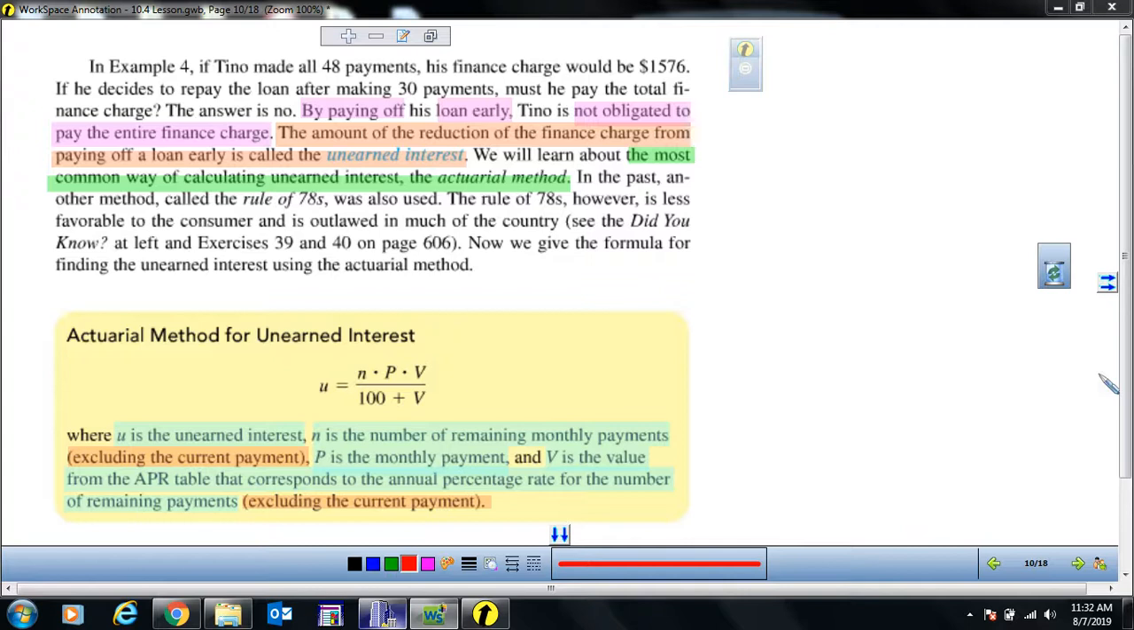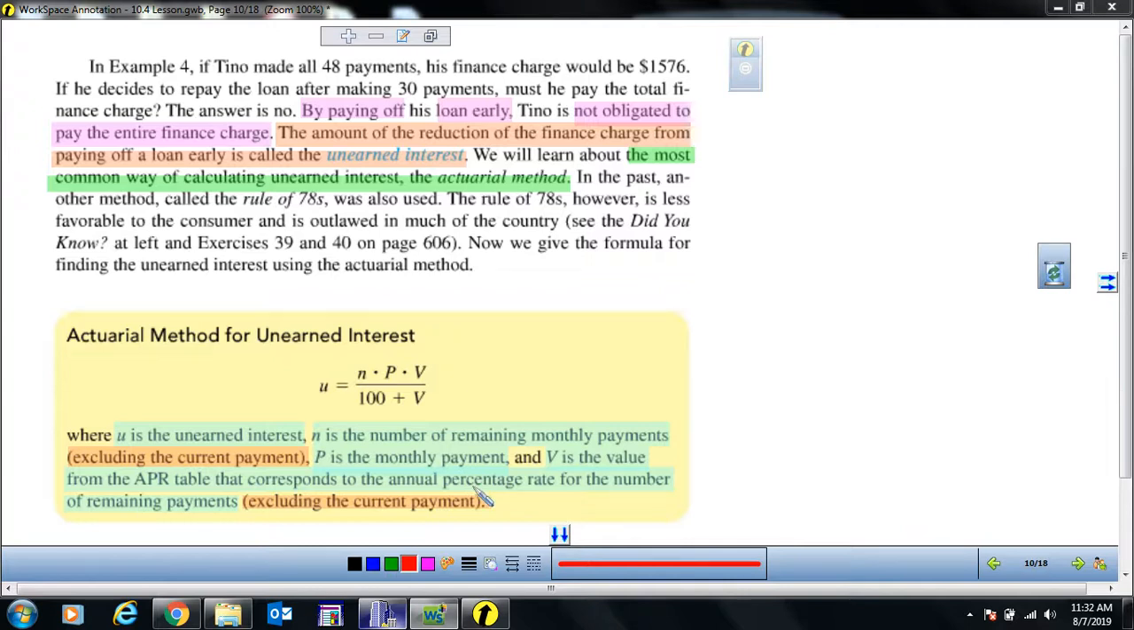So whenever we, like in this case, borrow money that we are given a certain number of months to pay, but then you want to pay earlier, then you save yourself paying a lot of interest or fees or finance charge that you don't have to pay anymore. Tino is not obligated to pay the entire finance charge. The amount of the reduction of the finance charge from paying off a loan early is called the unearned interest. We will learn about the most common way of calculating unearned interest, which is called the actuarial method.